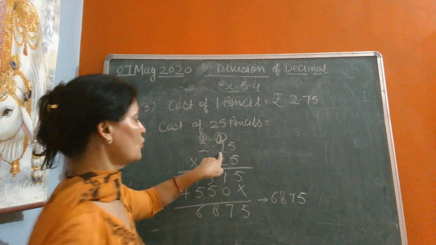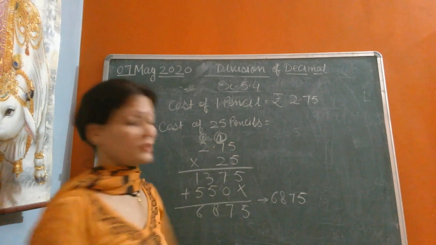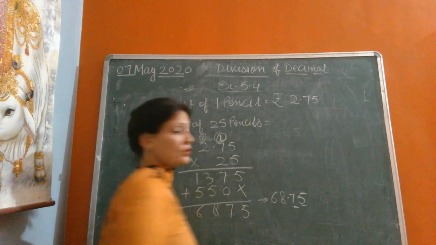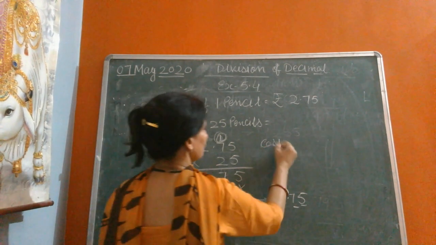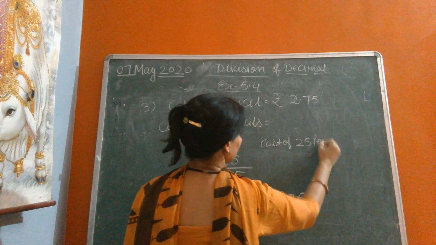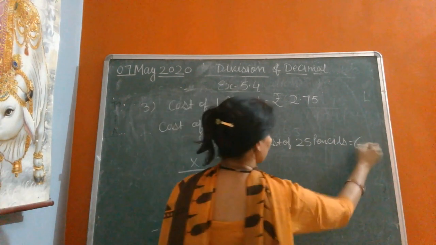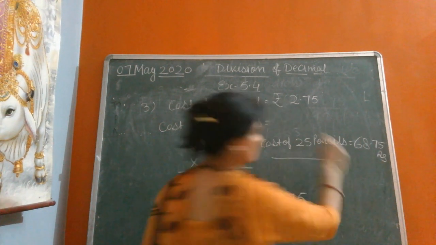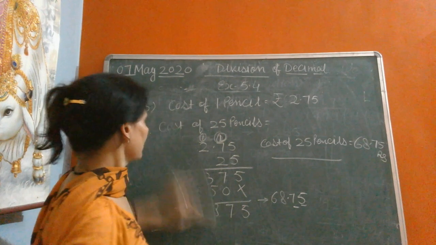Because there are 2 digits after the decimal, we will count 2 digits from the right hand side: 1, 2. So the cost of 25 pencils is 68 rupees 75 paise. This is the answer. Now question 4.